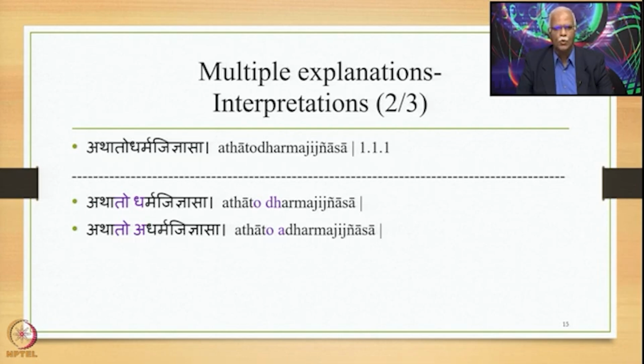Now this O can be the output, and the inputs could be these two: ato and dharma, no sandhi at all, or ato plus adharma. So O plus A is going to be O. This O is coming at the end of the pada, and this A is coming at the beginning of the second pada. So the output would be O. So this can be the explanation of Athato Dharma Jidnyasa based on the sandhi splitting.